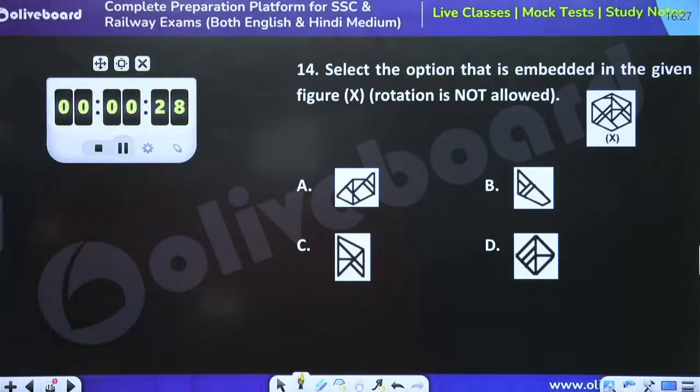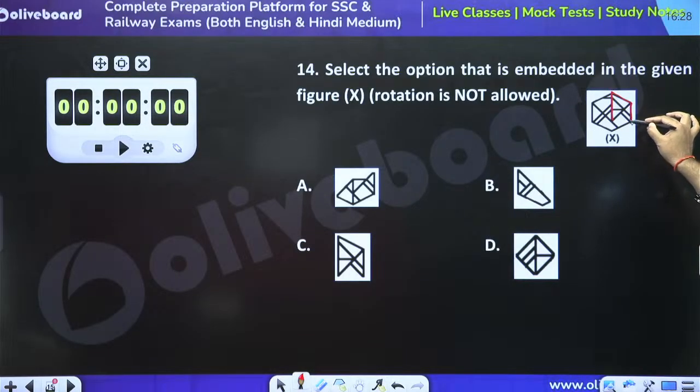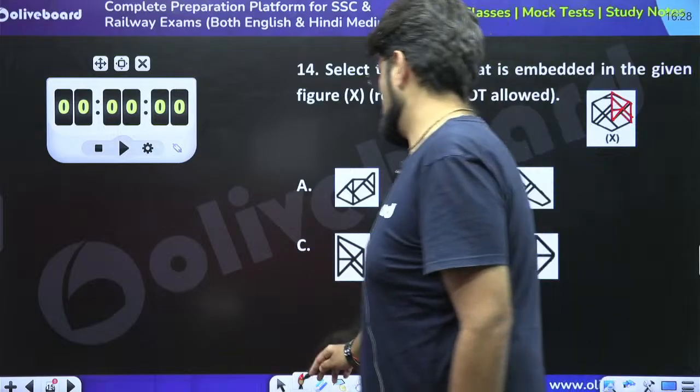Sorry. Correct. Good. It's clearly visible here that it is embedded in this place. So option C is the correct answer. Easy.